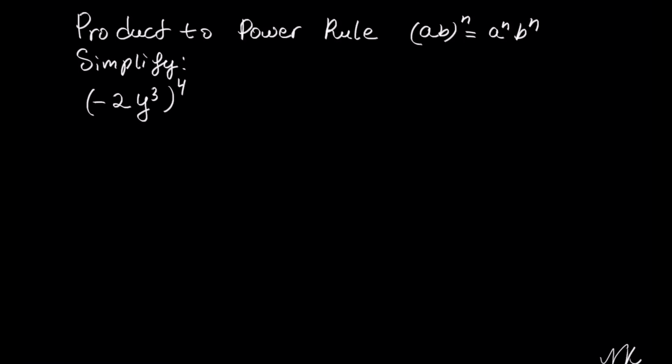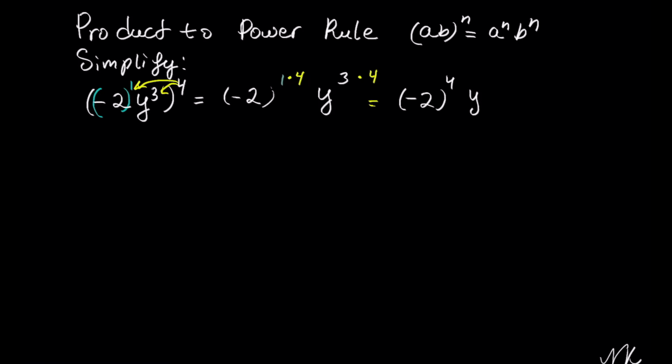Here we have to simplify negative 2y to the third raised to the fourth power. Before I distribute the power, I want to note that we have negative 2 to the first power because we only have one factor of negative 2. Now we can distribute 4 into the exponents and get negative 2 to the power of 1 times 4, y to the power of 3 times 4. This becomes negative 2 to the power of 4, y to the power of 3 times 4 is 12.